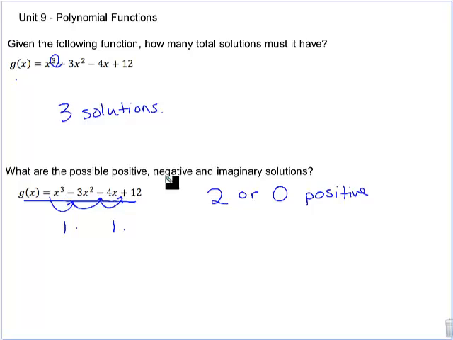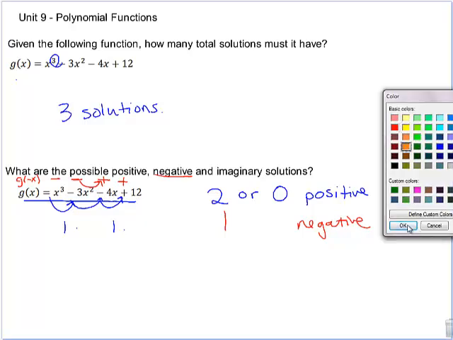Okay, now to look at our negative solutions. For our negative solutions, we want to view what g of negative x would be. So essentially that ends up changing the sign of all of our odd exponents. So the x to the third would become a negative value. Minus 3x squared would stay minus. Minus 4x would change to plus 4x and then plus 12. Here we just have one sign change, so we would have one possible negative solution.